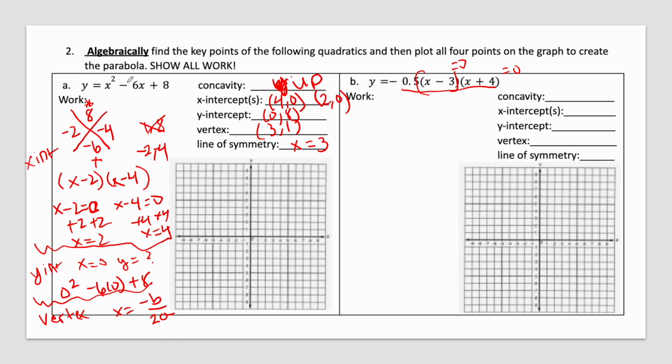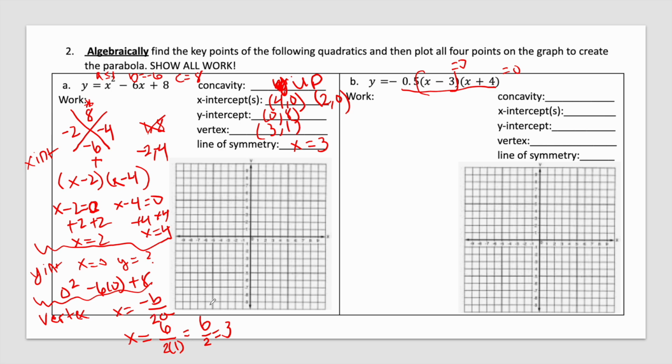Here a is 1, b equals -6, and c equals 8. B is -6, so x is going to be negative negative 6, which is positive 6, over 2 times 1, which is 2. 6 divided by 2 is 3. That's how we get this vertex x value of 3 and the line of symmetry x equals 3.